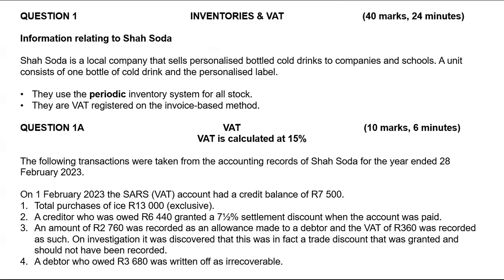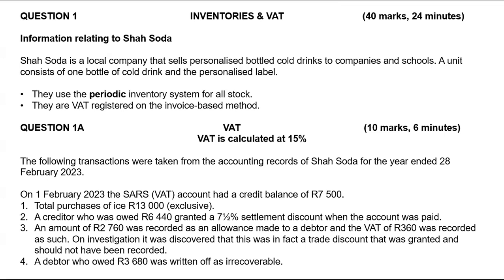Now you need to understand that when you do this part of the question, we don't care about the amount exclusive of VAT. We don't care about the amount inclusive of VAT. We only care about VAT. So all you have to do is to use that information about inclusive and exclusive only to calculate VAT. So you only need to calculate the VAT amount.